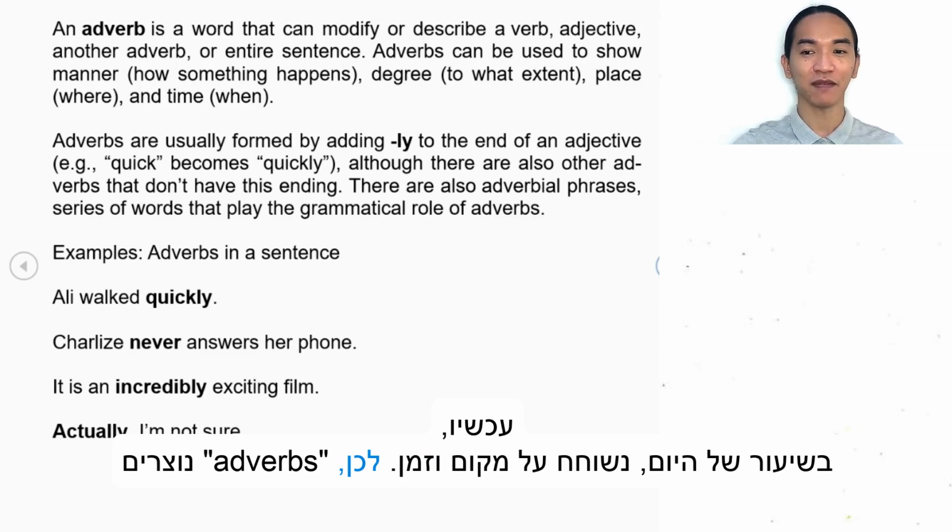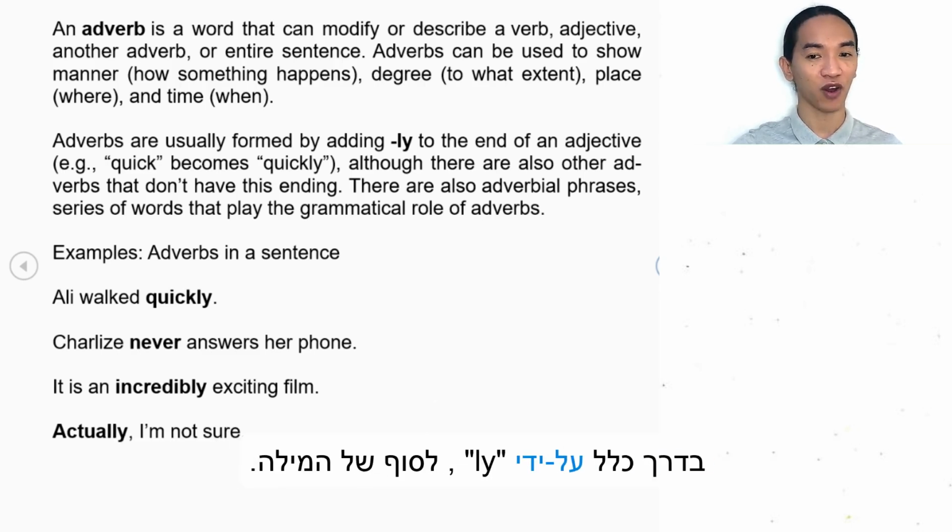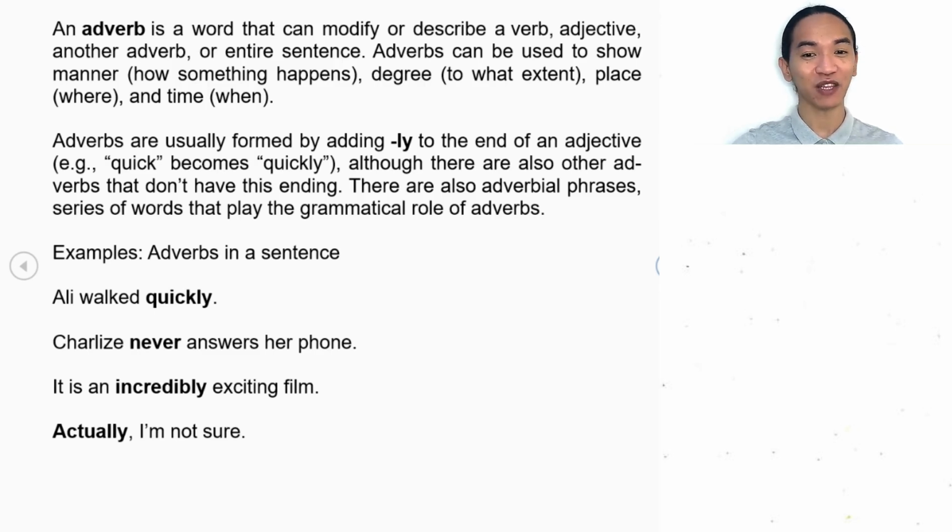Now, adverbs can be used to show manner, okay, which means how something happens, degree, place, and time. So adverbs are usually formed by adding ly to the end of an adjective. So this is something that we are going to discuss later on the next coming videos. So although there are also other adverbs that don't have this ending, okay, there are also some adverbial phrases, series of words that play the grammatical role of adverbs.